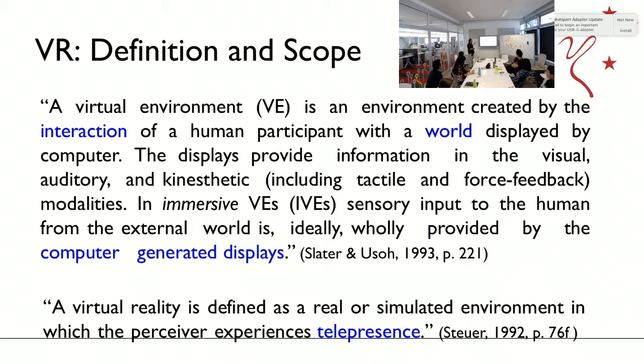So a virtual environment is an environment created by the interaction of a human participant with a world that's displayed by the computer. The displays, usually multiple, provide information in the visual, auditory, kinesthetic, so that's kind of the haptic or touch area, modalities. Plus now there's smell and taste and things that have been introduced. So this is from 1993, so this is a long time ago.